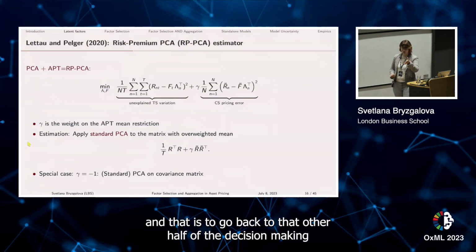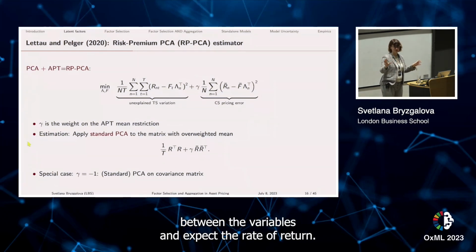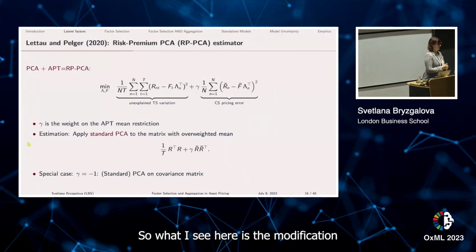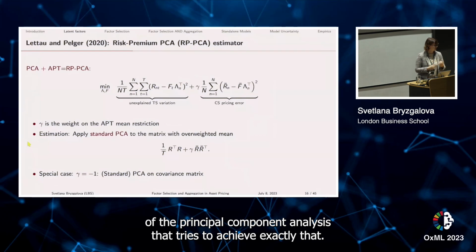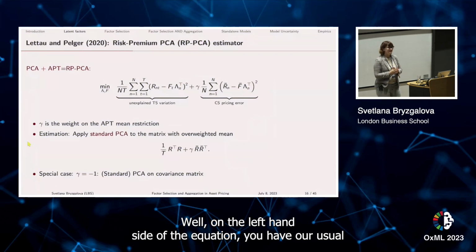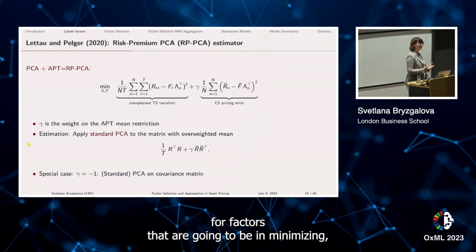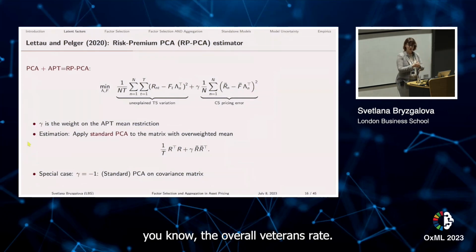And that is to go back to that other half of the decision making and the objective function in finance. That is to look at the trade-off between the variance and the expected rate of return. So what you see here is the modification of the principal component analysis that tries to achieve exactly that. How does it work? Well, on the left-hand side of the equation, you have our usual objective part, which says that we want to look for factors that are going to be minimizing the overall variance, right?